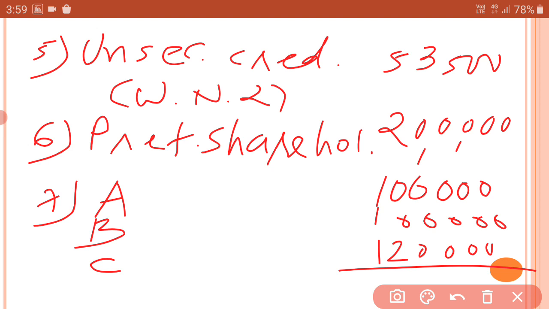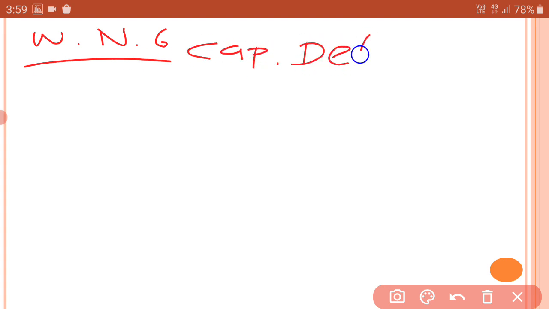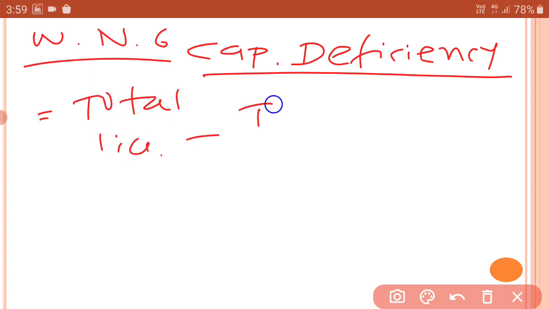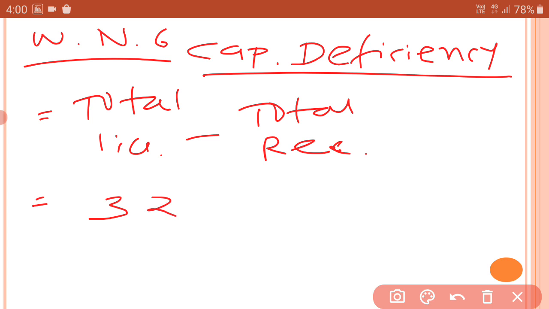After that, you calculate working note 6, capital deficiency. In the capital deficiency, the formula is total liability minus total receipts. Just check it: your capital deficiency answer is 3,24,000.